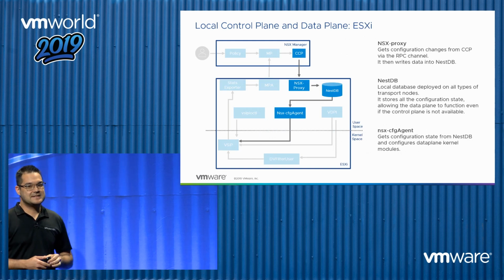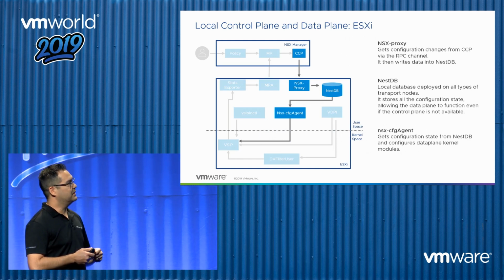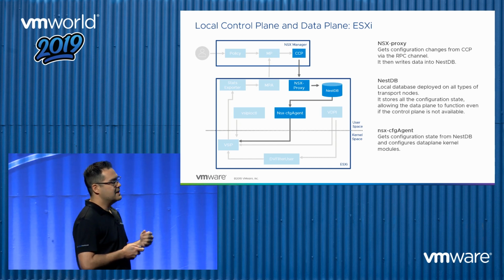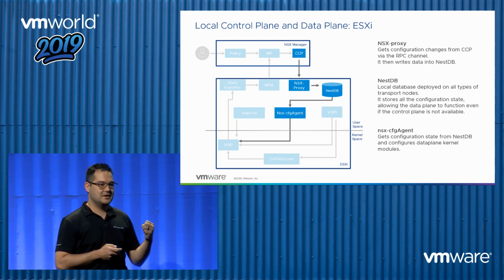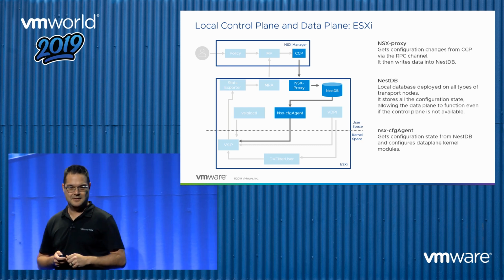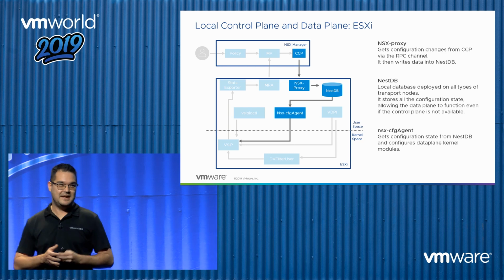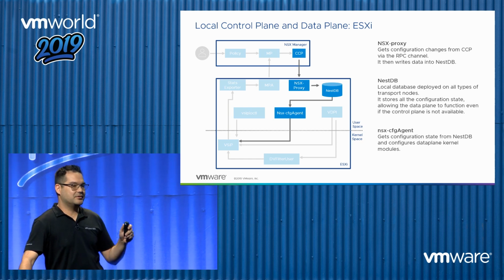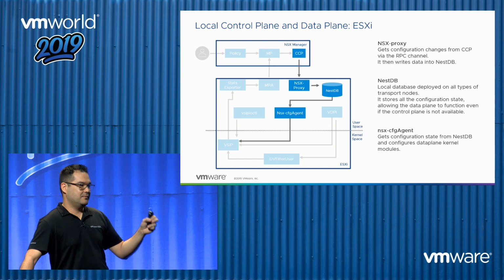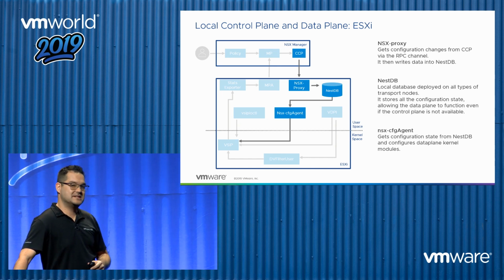So once it passes that information onto the centralized control plane and it publishes out to a transport node, to the NSX proxy, the NSX proxy takes that information, persists it to a local cache, and that local cache is called NestDB. That local cache, NestDB, is installed on every transport node in your environment, whether it's a KVM host, whether it's an ESXi host or a bare metal host. They all have this component on it.